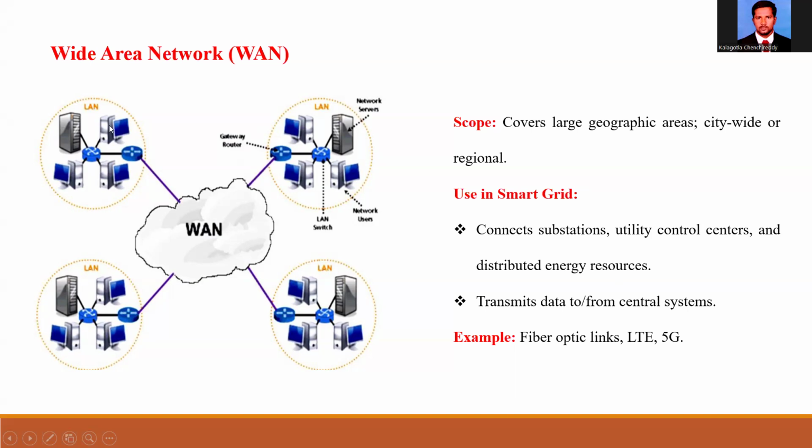Here, first, there are four LANs. Local area networks, four in this diagram. The four local area networks are interconnected to this WAN. Each LAN internally has a HAN, house area network.